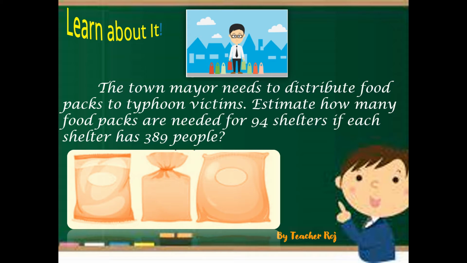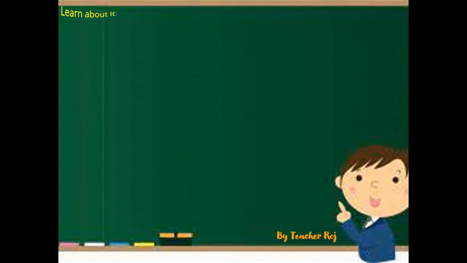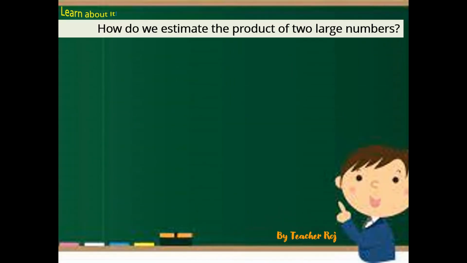So if you can see the problem, we have 94 shelters. 94 na mga kabahayan or families. At meron pong 389 people. Okay? Tingnan natin. Because we have two large numbers in that situation. Now, how do we estimate the product of two large numbers?